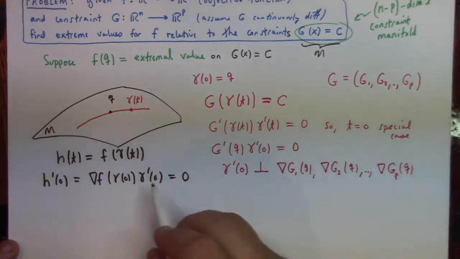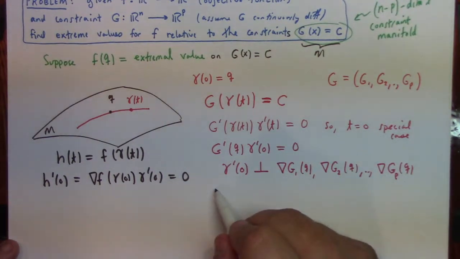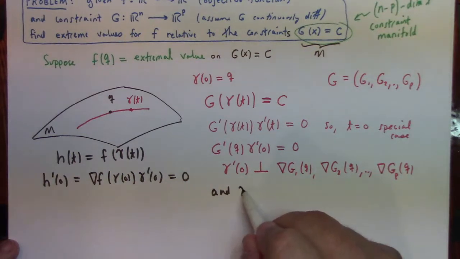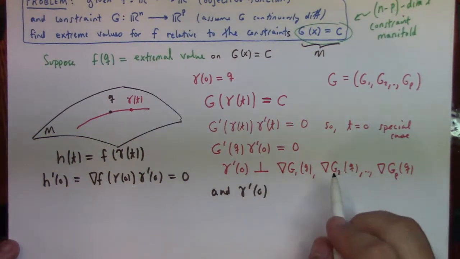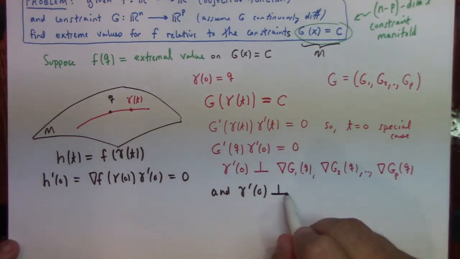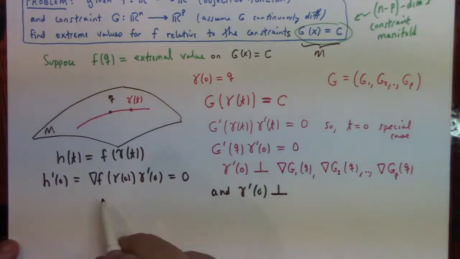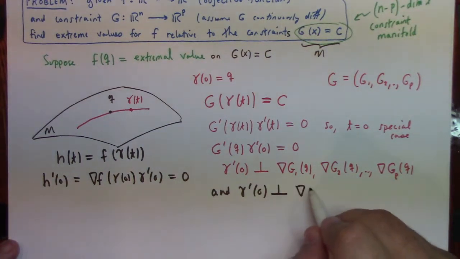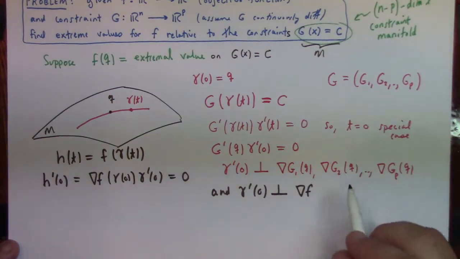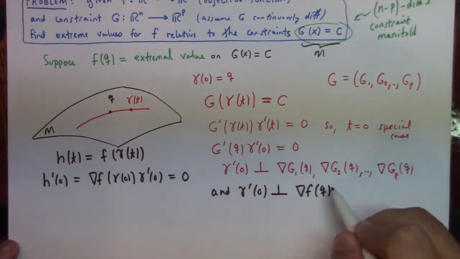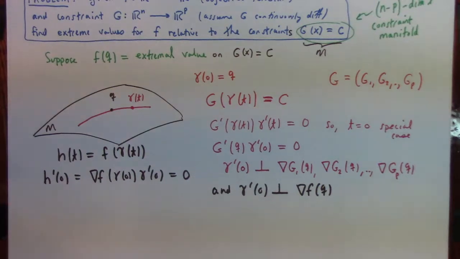Aha, so we just learned that gamma prime of 0 is perpendicular to the gradient of f at q. So what must this mean? If the velocity is perpendicular to all these, and the velocity is perpendicular to all of those, what is the relation between these and those? They're both in what?